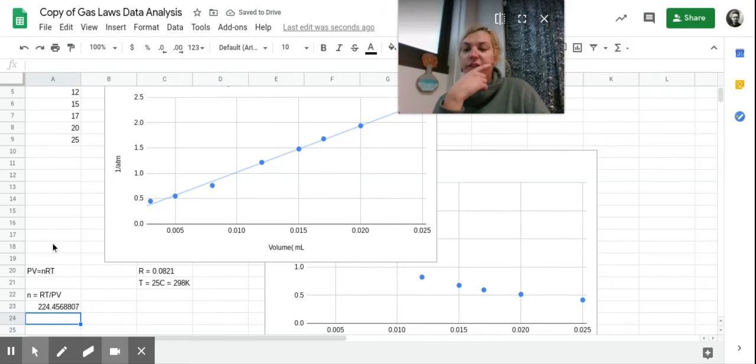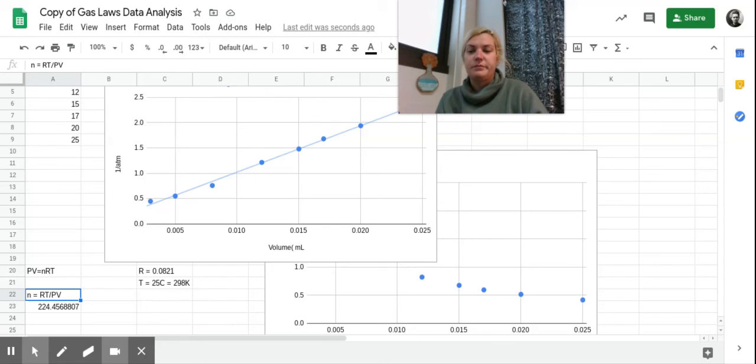So based off of the information that I got, I had 224 moles of, nope, I did it backwards. I'm so sorry. I solved for the wrong thing. I was like, this is way too big of a number. So I accidentally solved backwards. So this should actually be n is equal to PV over RT. Okay, so I flip-flopped them. I'm sorry. It's been a long day.